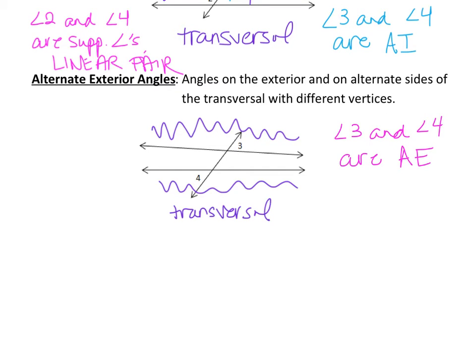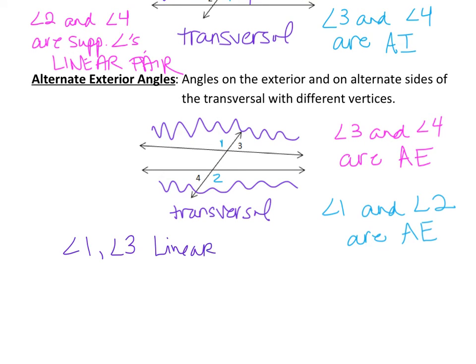And again, if I were to fill in, let's say this is angle 1 and angle 2, angles 1 and 2 are also alternate interior. And hopefully you caught that I said the wrong word. That's supposed to be alternate exterior. And then we do have those supplementary angles again. Angles 1 and 3 are supplementary, and angles 4 and 2 are supplementary. So that makes angle 1 and angle 3 a linear pair. And also angle 4 and angle 2 is a linear pair.